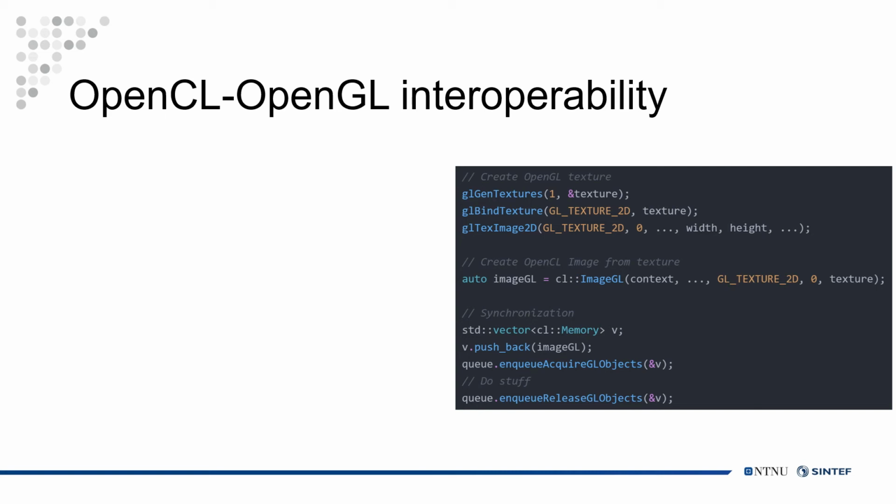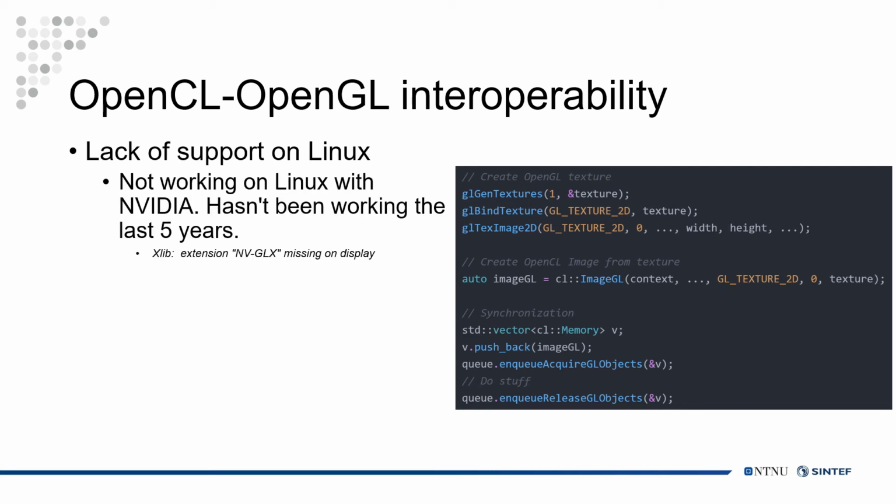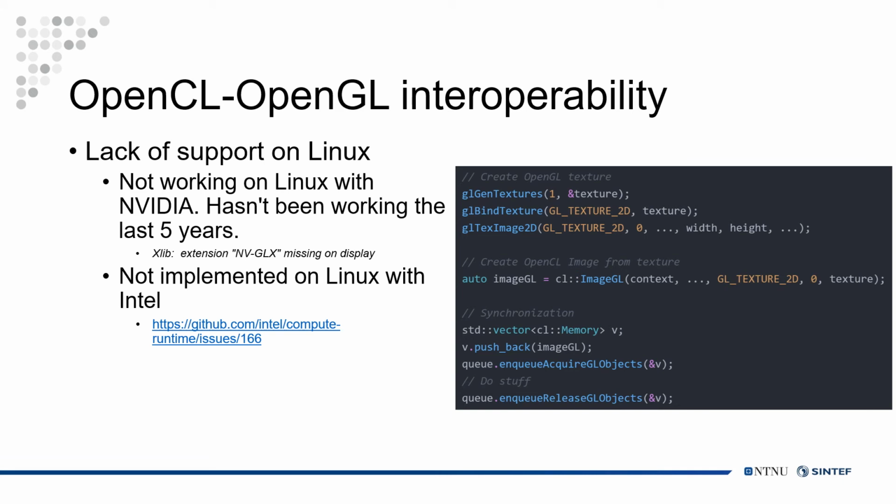One issue with this interoperability extension is its lack of support on Linux. It hasn't been working on Linux with NVIDIA for the last 5 years or so, where you get this error message here. If you know how to get around this error, please let me know. On Intel Linux, it's simply not implemented, but has been requested by many developers on GitHub. Due to this lack of support, FAST needs a backup, which is essentially to perform a data transfer to and from the CPU, which reduces performance.